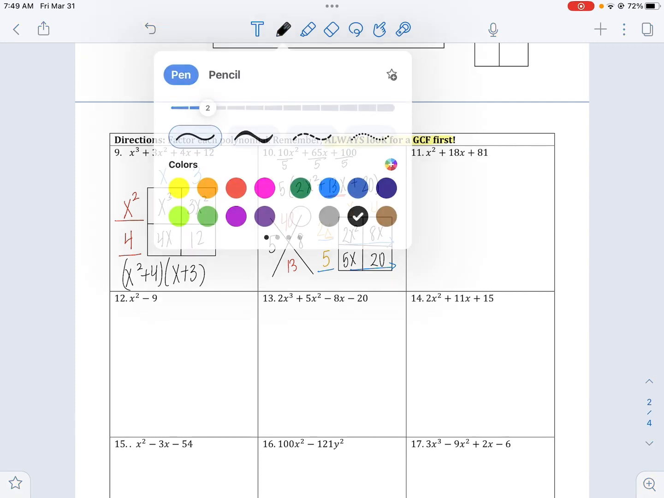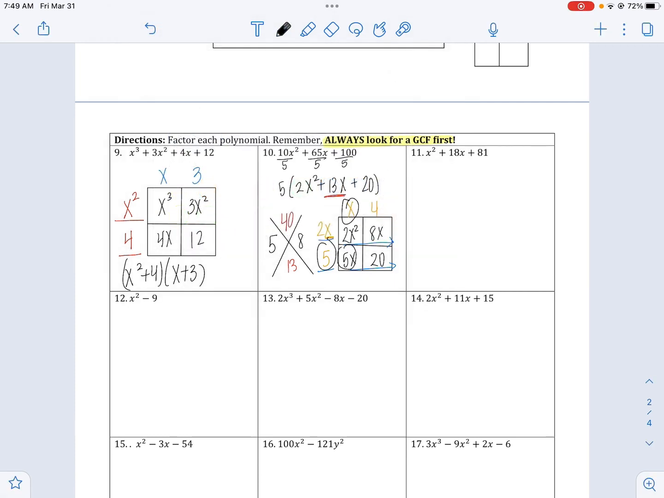Let's go ahead and check our work. So we get 5 times x equals 5x, and then 5 times 4 equals 20. Yay, we got it right. So 2x plus 5 times x plus 4 is our final answer. And then it would be nice to just have you box in your answers.